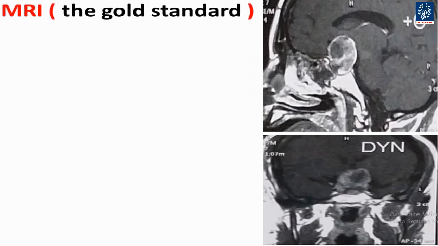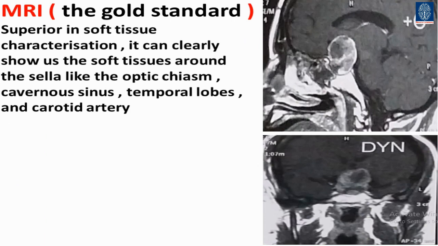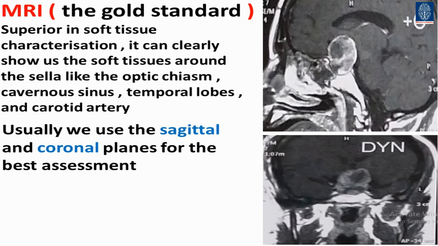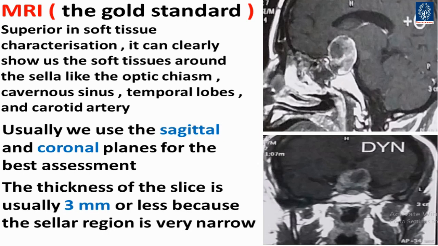MRI is the gold standard for investigation of pituitary or sellar lesions. This is because it is superior in soft tissue characterization. It can clearly show us the soft tissues around the sella, like the optic chiasm, cavernous sinus, temporal lobes, and carotid artery. Usually we use the sagittal and coronal planes for the best assessment. The slice thickness is usually 3 mm or less because the sellar region is very narrow.